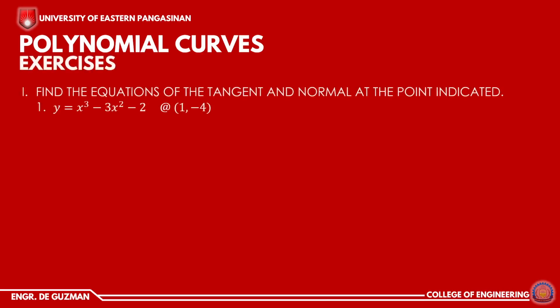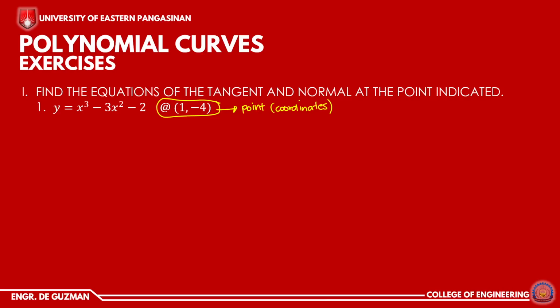So, punta na tayo sa exercises. Part 1, find the equations of the tangent and normal at the point indicated. So, meron tayo ditong y equals x cubed minus 3x squared minus 2 at 1 and negative 4. So, meron tayong given point or coordinates.